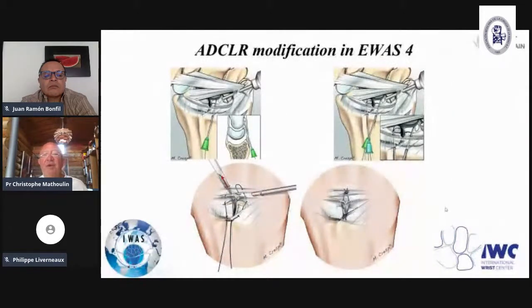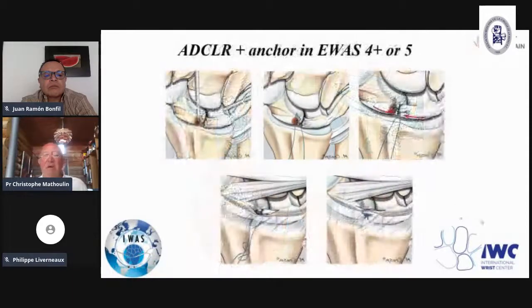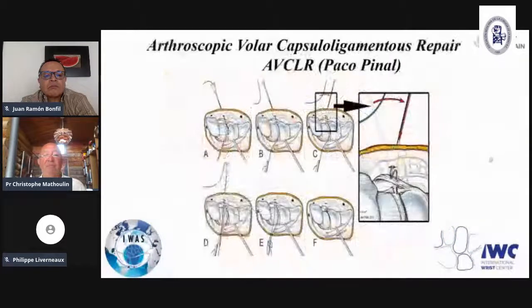So we perform different modifications. If we have a very large suture, you can pass in two different holes in the dorsal capsule, proximally and distally, in order to constrict the capsule. And if ever you don't have any ligament attached to the scaphoid, you put an anchor arthroscopically. It's not very complicated, and you do the same principle of technique. It works very well too.